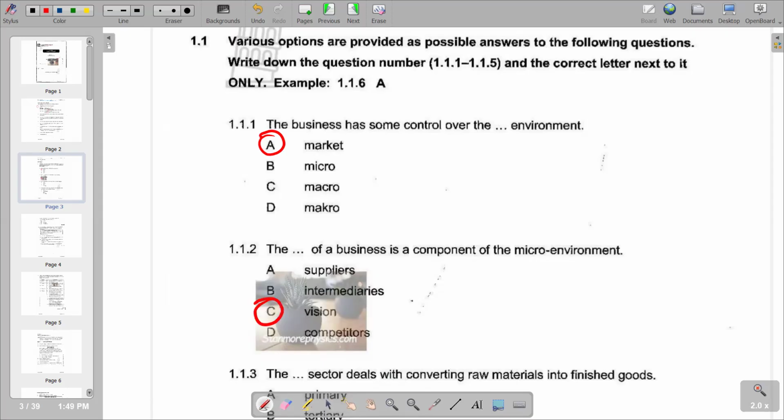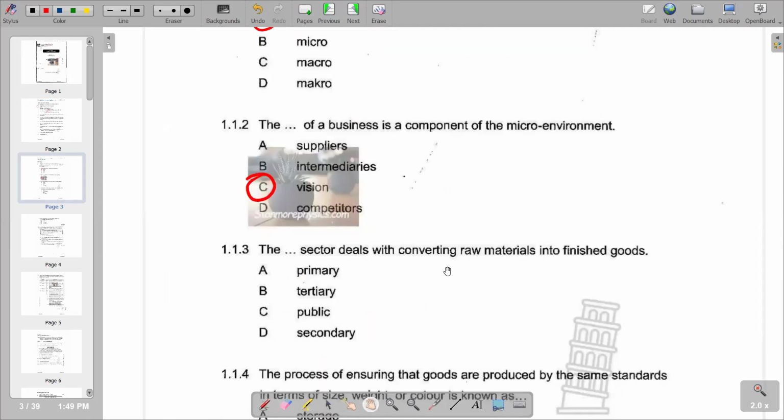I'll move on to number 3. The dash sector deals with converting raw materials into finished goods. This is obviously the secondary sector. This is the one that is responsible for manufacturing, which is the conversion of raw materials into finished goods. So we have secondary, G.